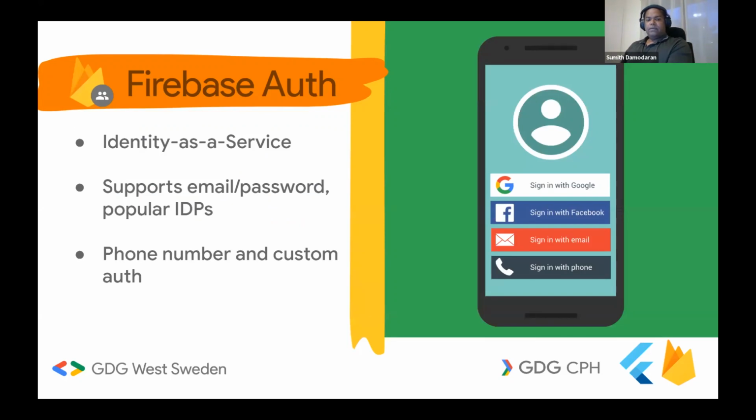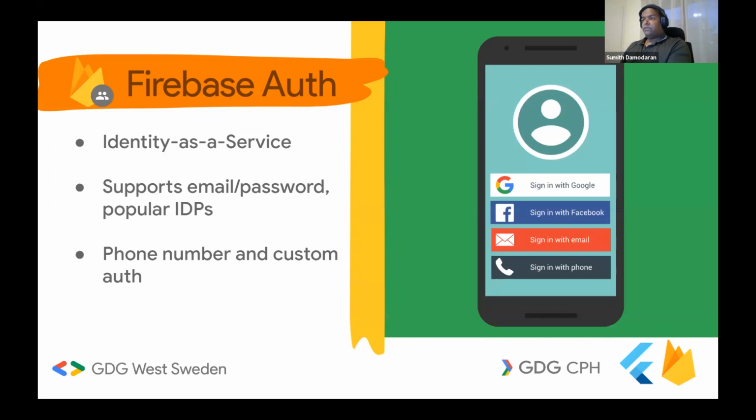Now, in order for us developers to use something quickly, especially an authentication service, we're kind of scraping around to see which service we can use. Firebase auth provides us with lots of different IDPs that enable us to use Google, Facebook, or even email, even sign in with phone. As a service, it provides you identity as a service. You can use phone number and custom auth if you have designed your own auth.